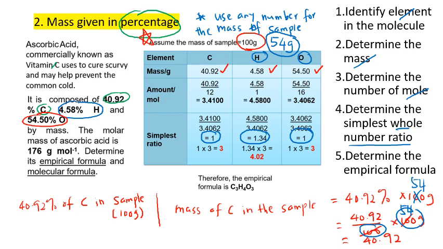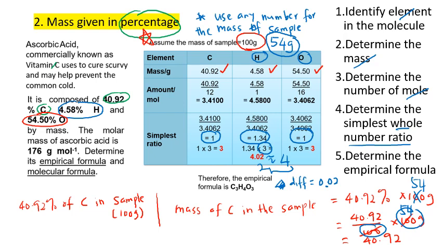Why do we multiply with 3 but not other numbers? Because when you multiply 1.34 with 3, you will get 4.02. When you round off, it will be approximately equal to 4. So the difference between 4.02 and 4 is equal to 0.02, which is very small.